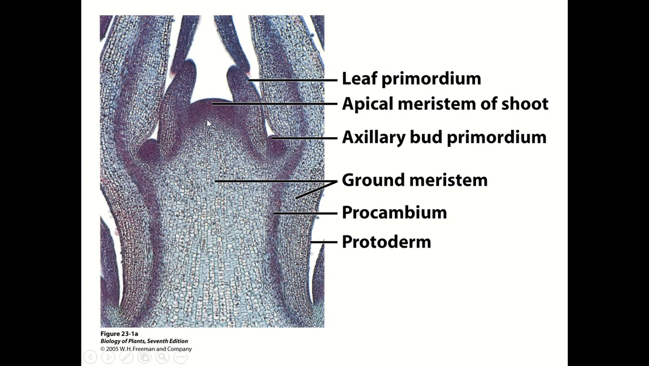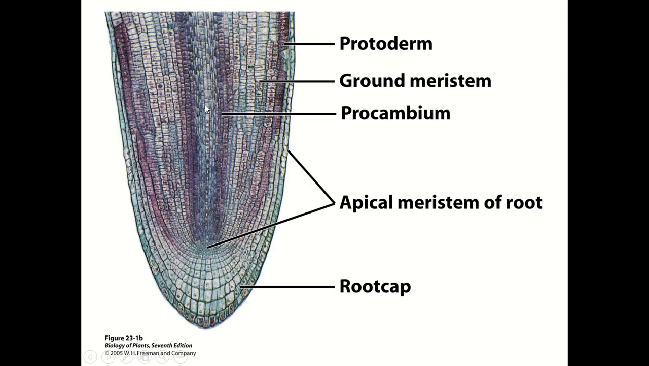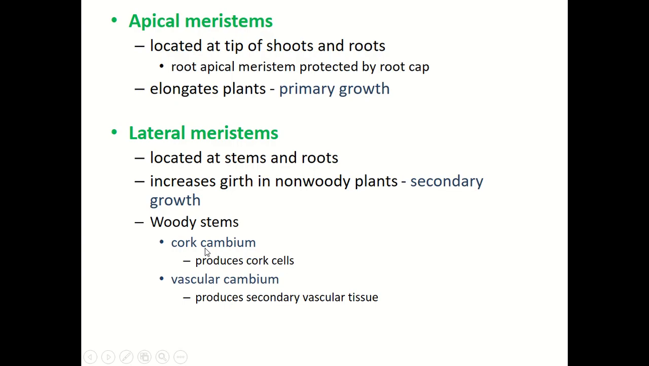So as you can see here, this is the apical meristem of the shoots. It's very dark because the cells are very small and dense, actively dividing. Meanwhile, this part is the apical meristem of the root. Of course, it's very dark here, and it contains a lot of small cells that are actively dividing. So the apical meristem is located at the tip of shoots and also the roots, and of course it functions to elongate the plants, which is responsible for the primary growth.